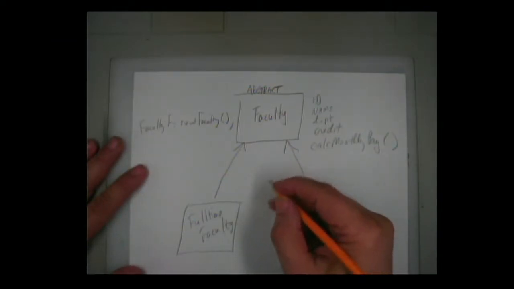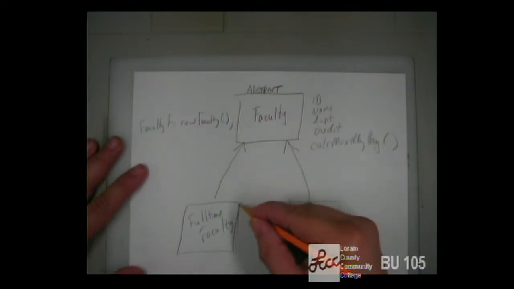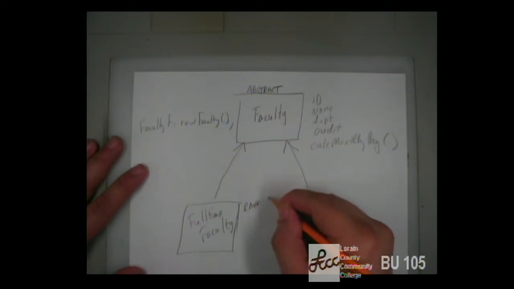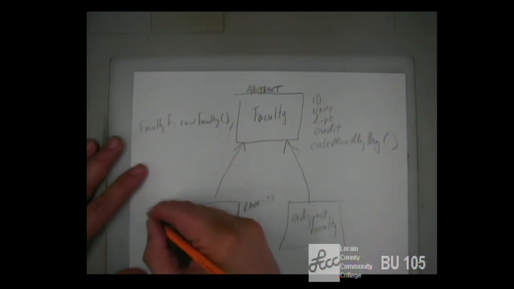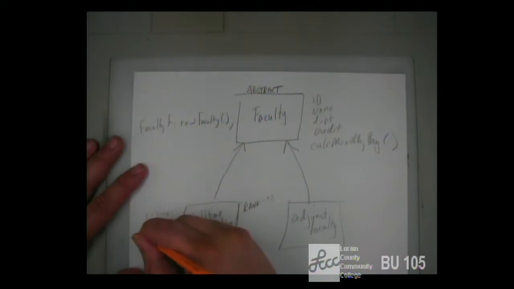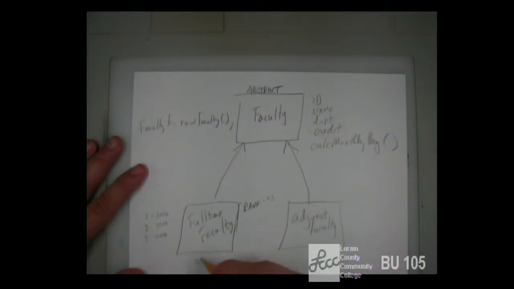And the rank determines what their salary is. Their regular monthly salary, if they're rank 1, they get $3,000 a month. If they're rank 2, they get $3,500. If they're rank 3, they get $4,000. And then for every credit hour over 15, they get paid, if they're rank 1, 600, 2, 700, 3, 800.